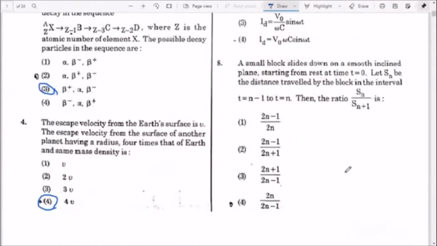Next, question number 8. A small block slides down a smooth inclined plane starting from rest at time t equal to 0. Let Sn be the distance travelled by the block in the interval t equal to n minus 1 to t equal to n. Then the ratio Sn by Sn plus 1 is option number 2 is the correct option, students.